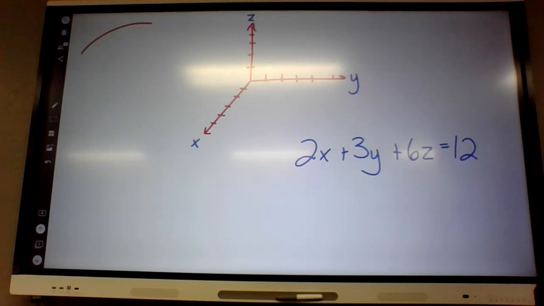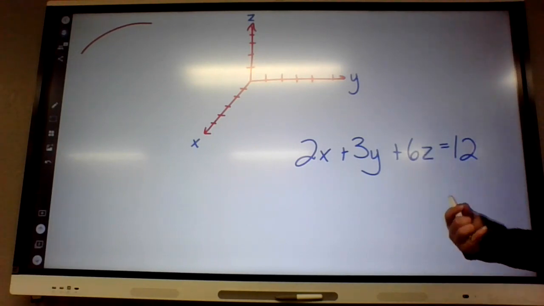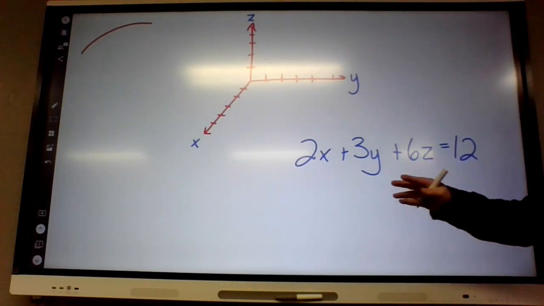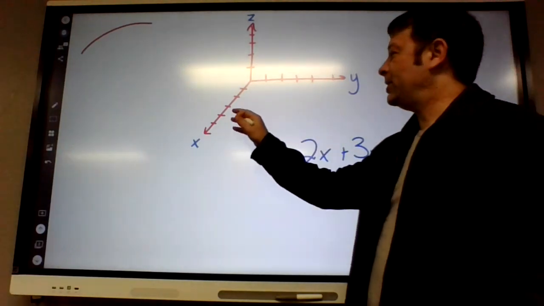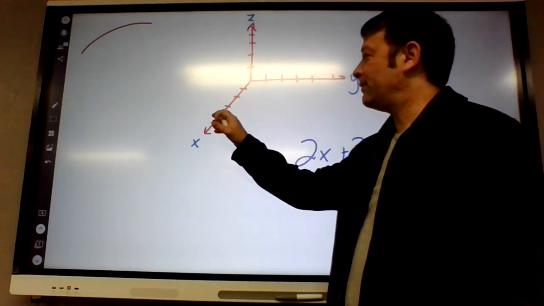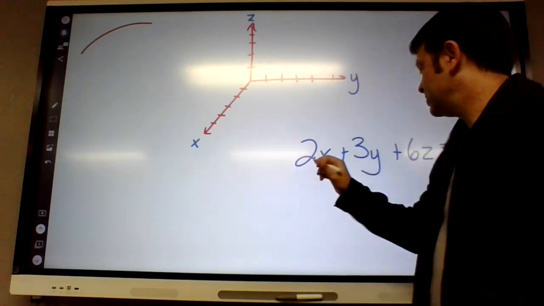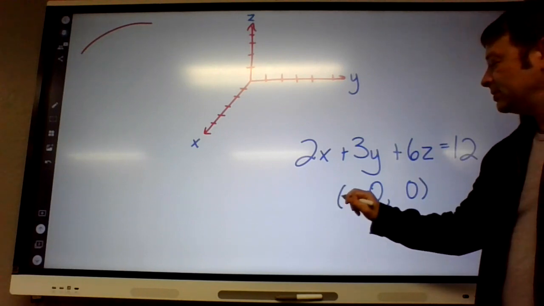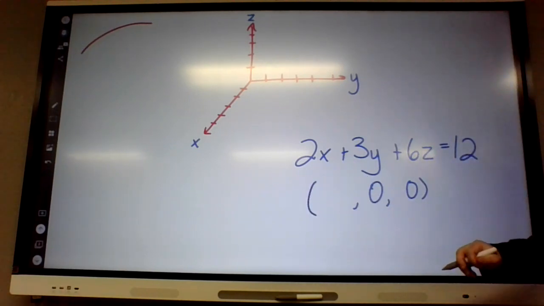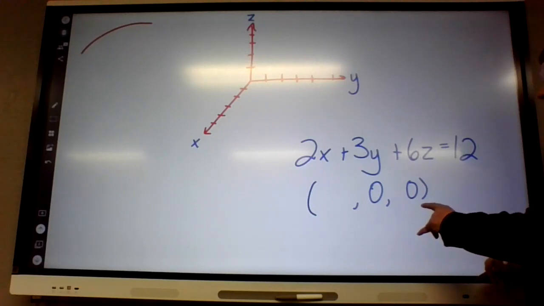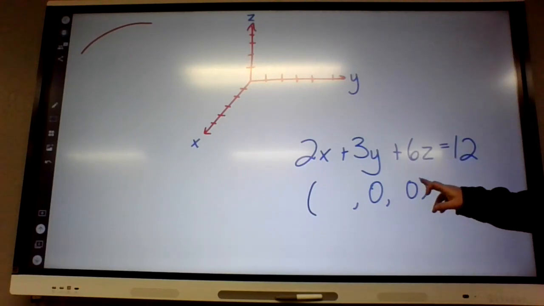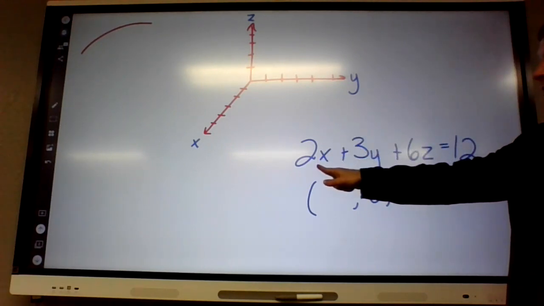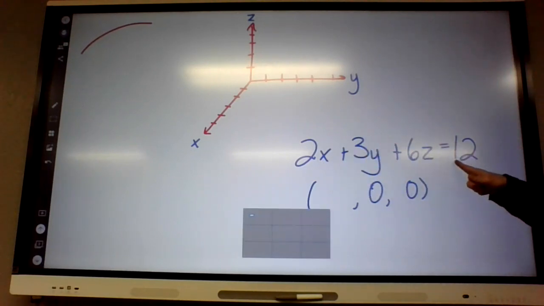Alright, well, what we're going to do is find the intercepts, where it intercepts the x-axis, the y-axis, the z-axis. To find the x-intercept, remember any point on the x-axis from yesterday is going to have a y and z coordinate of 0. So if you put a 0 in for these two and then solve for x, this will give us the x-intercept. If I put in a 0 for z and a 0 for y, these kind of just go away, right? So all I'm left with is 2x equals 12.